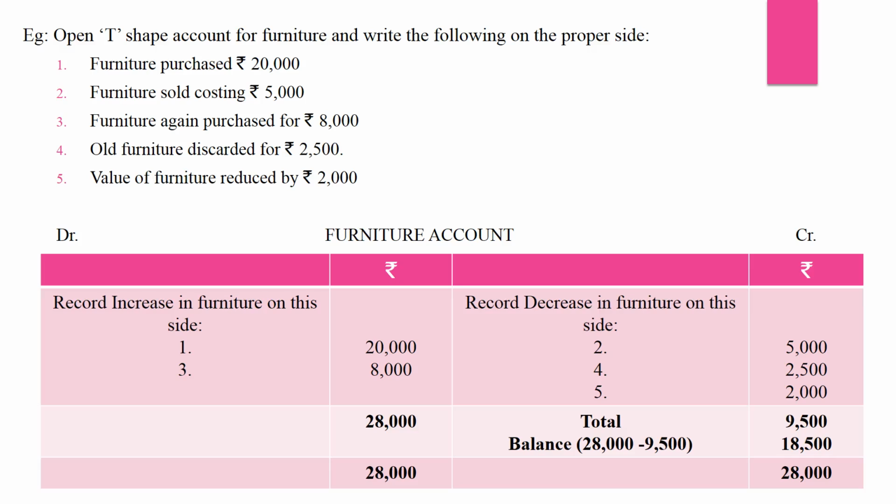Now the total of the debit side of furniture account is 28,000, and the total of the credit side of furniture account is 9,500. Now balance: 28,000 debit side minus 9,500 credit side. Now you have 18,500 balance in your furniture account. Okay, thank you.